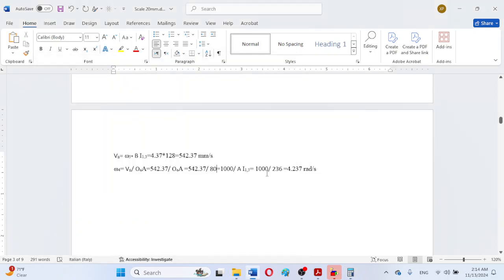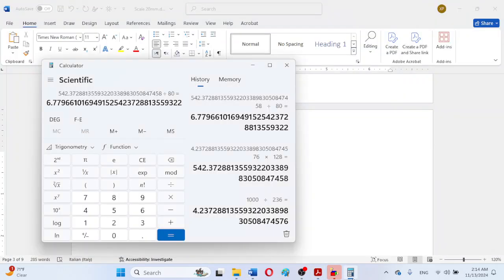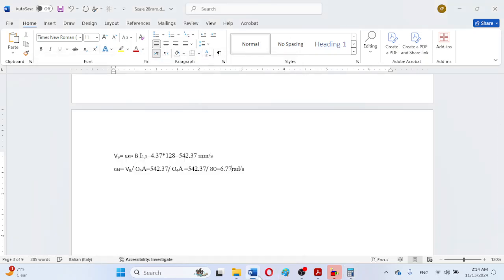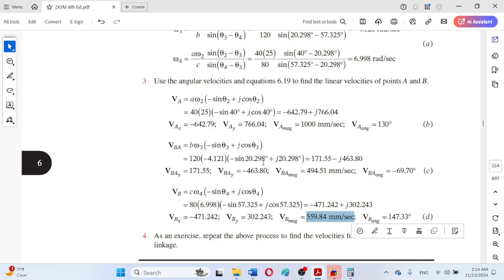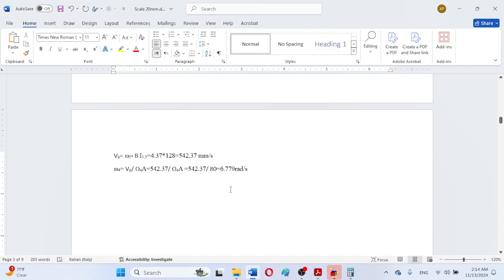So that means omega 4 will be equal to 6.779 radian per second. And here we can observe the omega 4 in the book is 6.998, so our results are 100% correct and near.